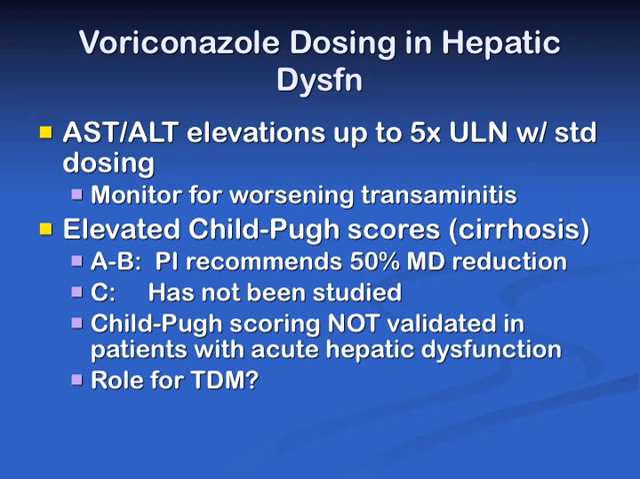Okay, patients with hepatic dysfunction: AST and ALT elevations don't affect the clearance of the drug, although Voriconazole could aggravate and make those worse. However, patients with cirrhosis have been shown to have reduced clearance of Voriconazole. So the package insert recommends a 50% maintenance dose reduction for Child-Pugh score A or B, and says C has not been studied. Just a quick note that Child-Pugh score has not been validated for patients with acute hepatic dysfunction, i.e. they get chemotherapy and their LFTs start shooting up. So it's a little problematic to use these Child-Pugh scores in those patients. I think there's a good role for therapeutic drug monitoring in those patients as well.